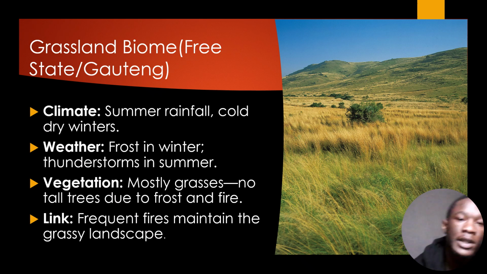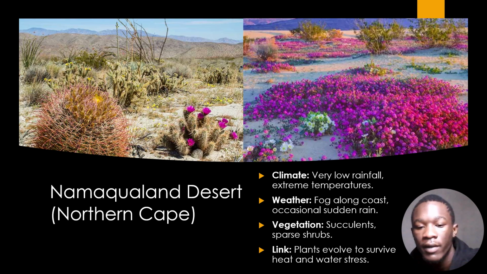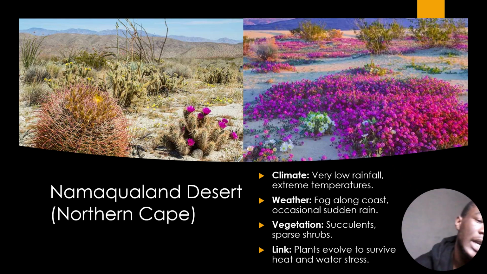And jumping on to our next slide, which is the Namaqualand Desert. The Namaqualand Desert is found in the Northern Cape, and the climate has very low rainfall, extreme temperatures, fog along the coast, and occasional sudden rain. The vegetation is succulents and sparse shrubs. And how does this link to Namaqualand? The plants evolved to survive heat and water stress.